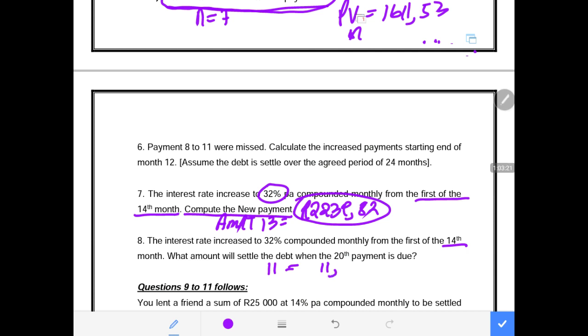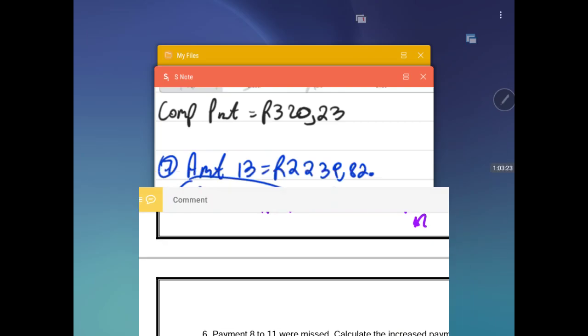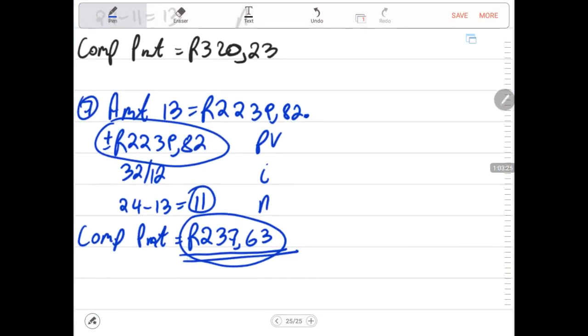Let us just go to our PMT in the calculations. It knows that our PMT is 237, and this is 11. And remember now, they say when the 20th payment is due. Remember, we are starting on payment number 14 now: 14, 15, 16, 17, 18, 19, 20.